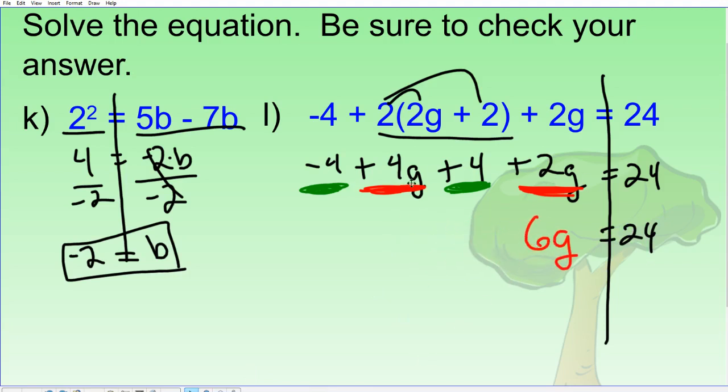So this whole line, the positive 4 and the negative 4 canceled, and the 4g and the 2g gave me 6g. From here to solve, since this is a 6 times g, I'm going to divide both sides by 6. These cancel out, and we get g is equal to 4. 24 divided by 6 is 4.